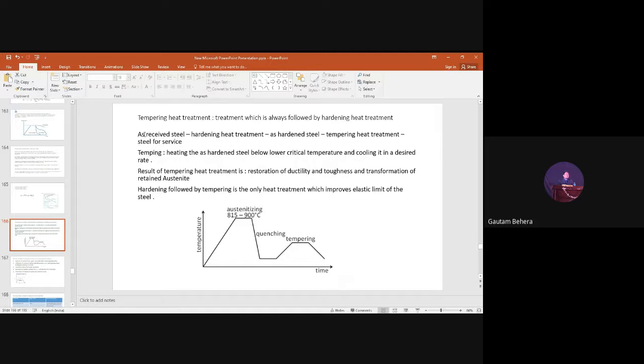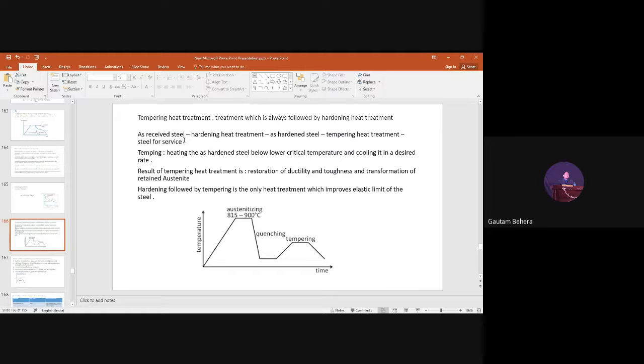So you can see, we have an as-received steel, then we do hardening heat treatment, and you get an as-hardened steel, which contains martensite, which is brittle and has a lot of internal stresses. Then you do tempering heat treatment on this as-hardened steel. After tempering, you get a tempered martensitic structure. You have to remember this. Then finally, the steel is ready for service, for any service where we want high toughness and high strength.